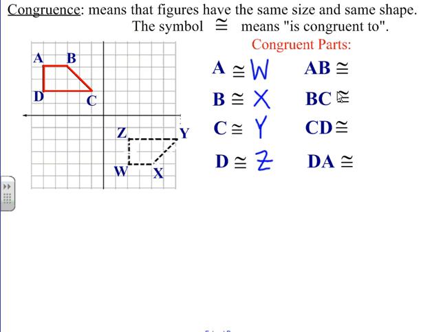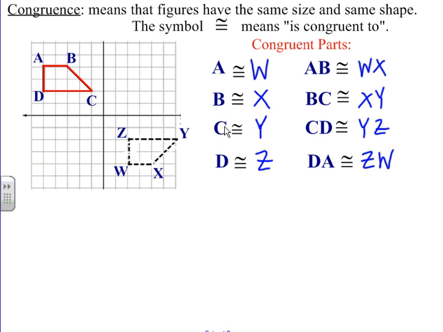Let's talk about sides. So side AB would be congruent to WX. And again, we want to go in the same direction. Since we start from AB, when we flip over, it would be WX. BC, which is the long side here, would be congruent to XY. Side CD would be congruent to YZ. And side DA would be congruent to ZW.